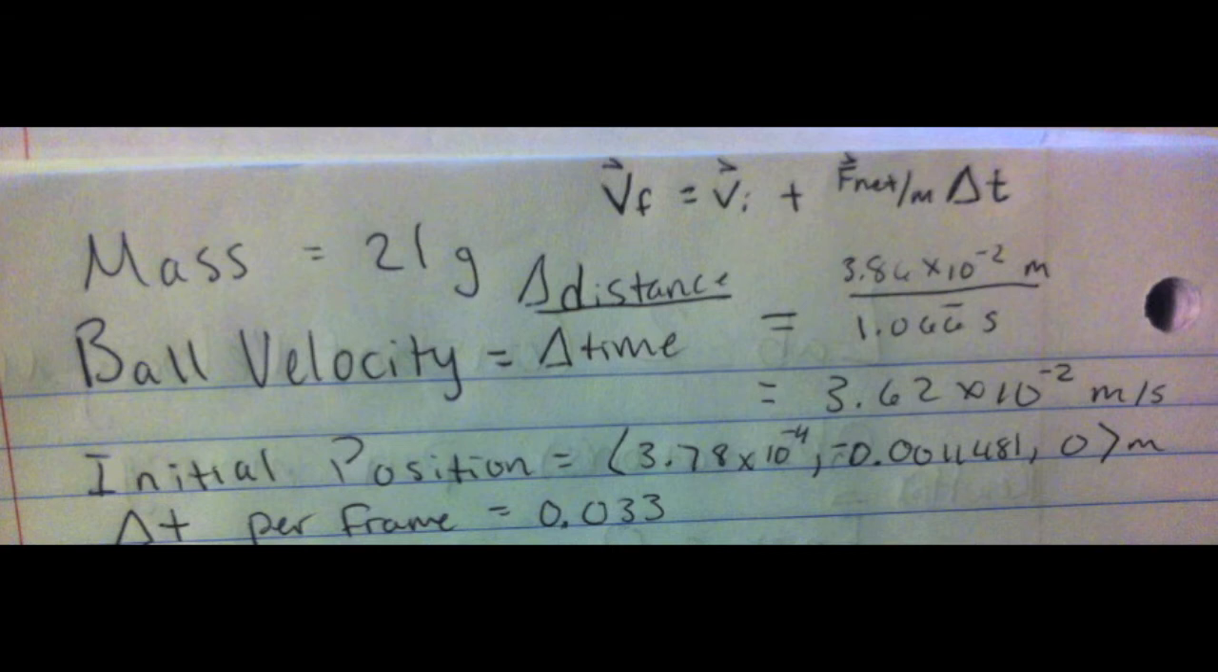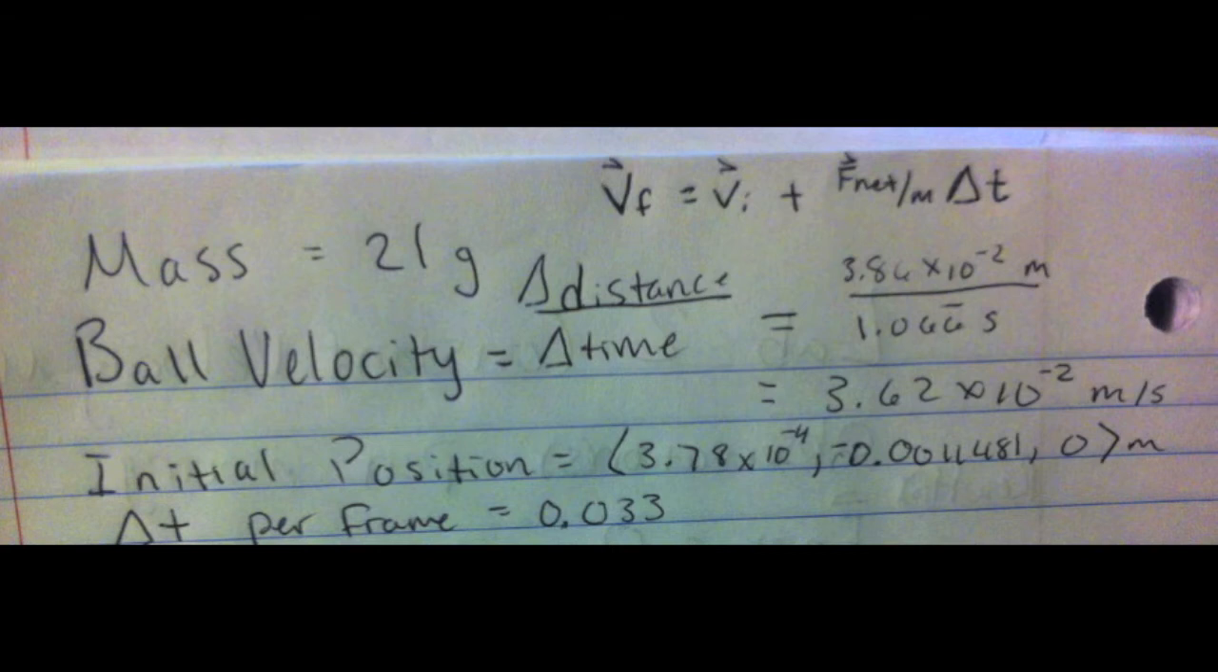In order to model the movement of the pen on VPython, we have to calculate some of our variables first. First, we have mass, which is 21 grams, and then we need the ball velocity, which is change in distance over change in time. For the change in distance, I took the last x value that I found in the tracker software and took from that the initial x value, which was the initial position, which you see underneath that.